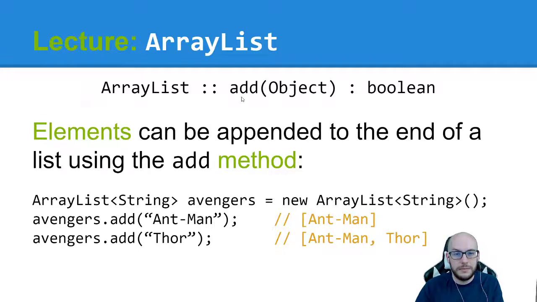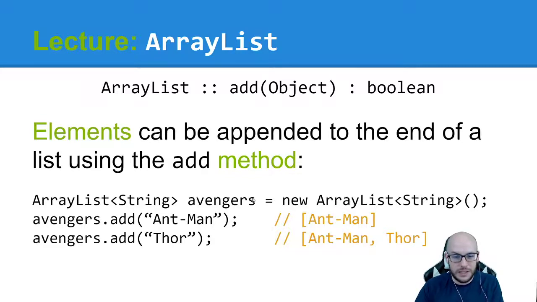The add method. Right, this add method is going to take in an object, and it returns a boolean. Don't worry too much about that. We'll talk about that later. And we're going to append elements. Append specifically means to the end, right? We're adding to the end.